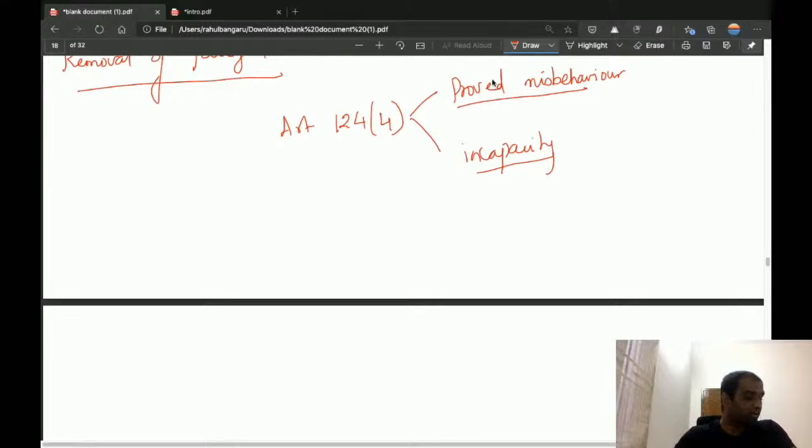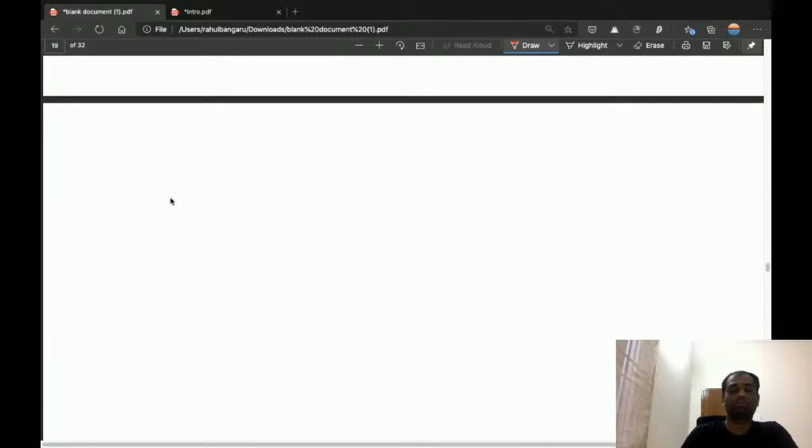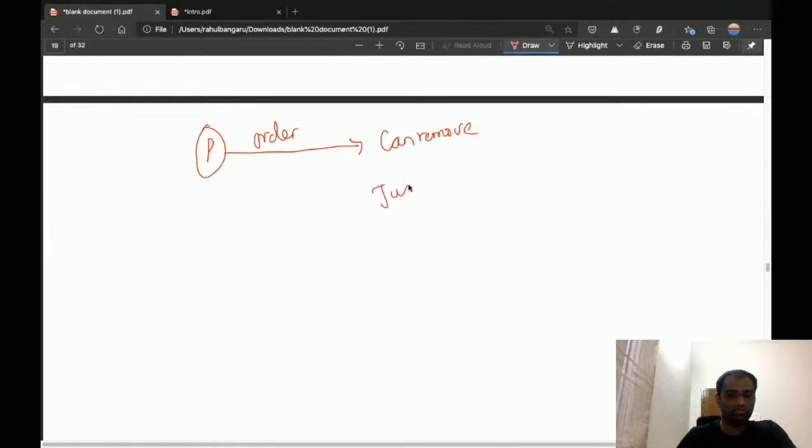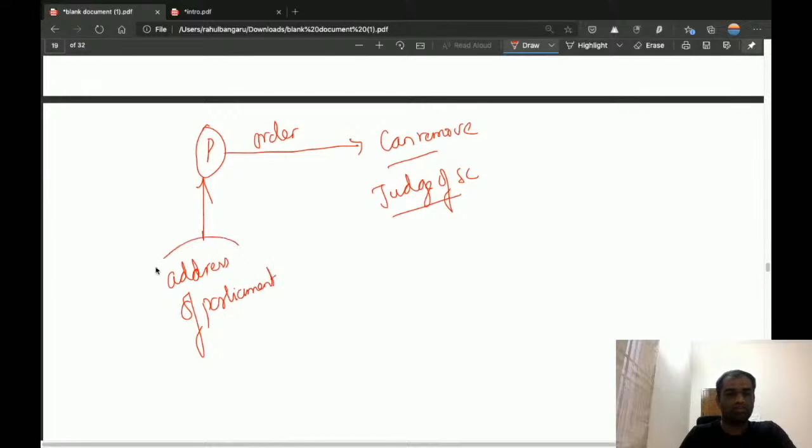Now, the procedure for removal according to Article 124 is that the President, by issuing an order, can remove a judge of the Supreme Court. The President will issue the order only after the address of Parliament. If Parliament, via a special address, recommends to the President to remove a Supreme Court judge, then only will the President issue an order for removal of Supreme Court judges.